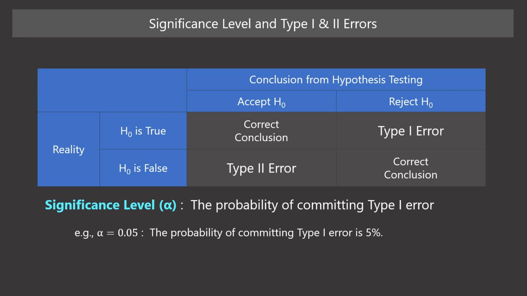Significance level, often denoted as alpha, refers to the probability of committing type 1 error. A significance level is expressed by proportion or percentage. For instance, a significance level of 0.05 or 5% means that the probability of committing type 1 error is 5%. So, when we set the significance level to 0.05, our hypothesis testing should reject the null hypothesis only when the probability of committing type 1 error is lower than 5%.